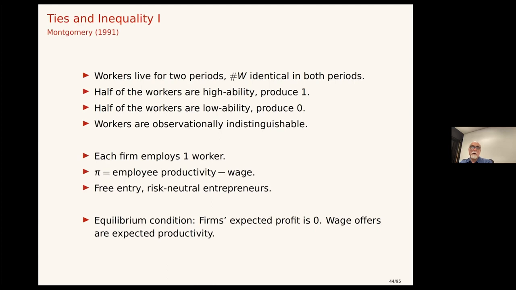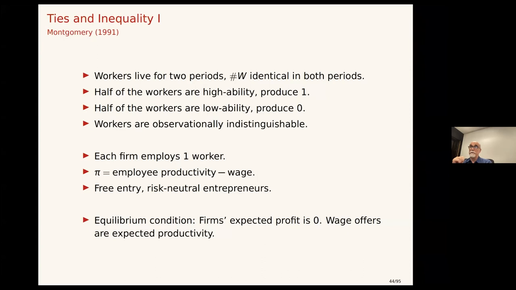We're going to have a bunch of firms and every firm is going to employ one worker. The profit that the firm makes is going to be the employee productivity minus the wage rate. And the wage rate is one of the things that we're going to have to determine. If you have a productive worker, your profits are going to be 1 minus W, taking W for the wage rate. If you have a low ability worker, your profits are going to be minus W, you're going to have lost money. We're going to assume that entrepreneurs are risk neutral, so they care about expected profits.